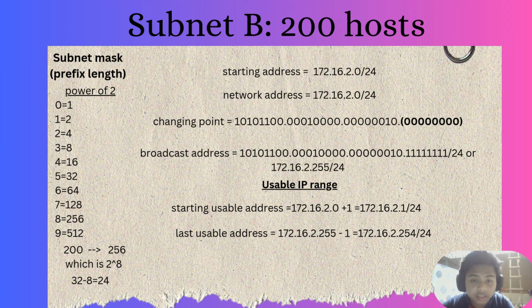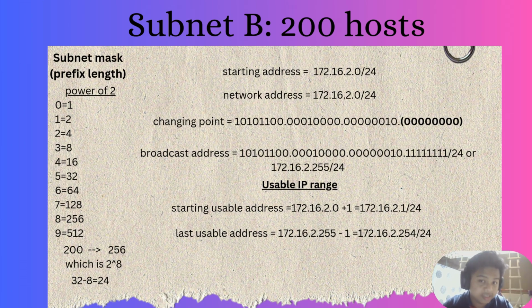Okay, for subnet B, 200 hosts. First, we need to get the prefix length. The number of hosts required is 200. We need to find the nearest power of 2 that can accommodate at least 200 hosts. As you can see, 2 to the power of 8, which is 256, is more than 200. So we take that for the calculations. 32 minus 8 is 24, right? So as you can see, I already get my prefix length.